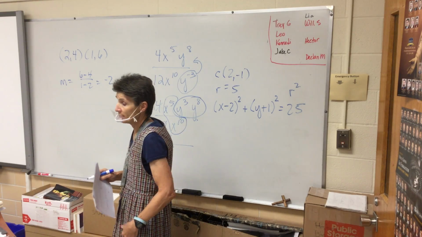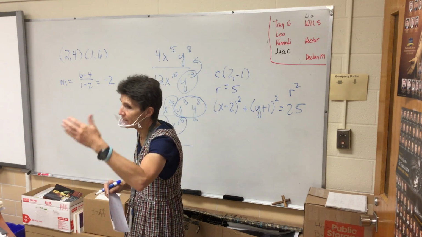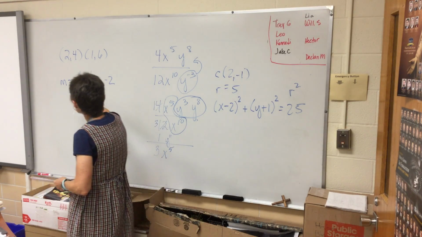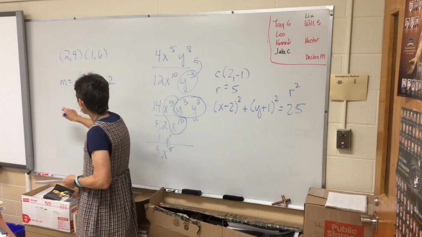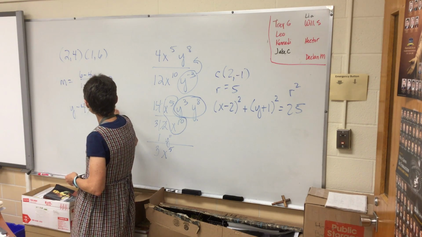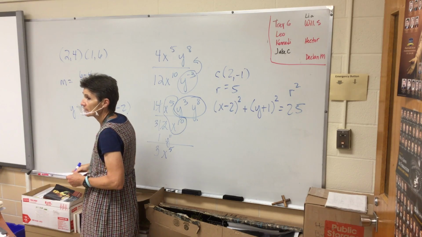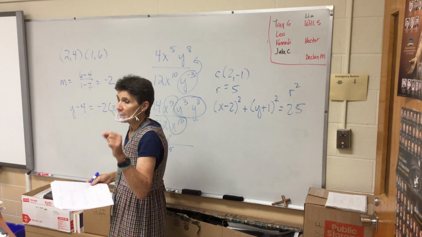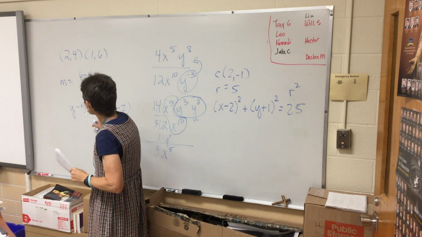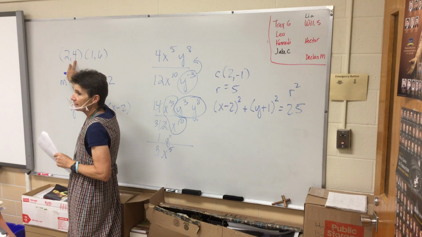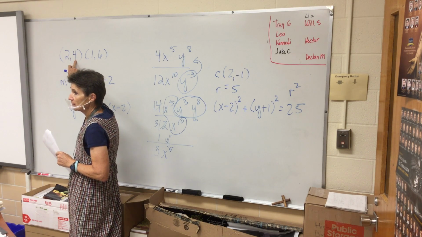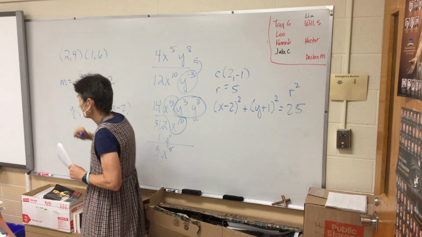All right, now what? Do not stop there. That is not the equation of the line. That is the slope. We'll pick a point. Doesn't matter. I guess I'll use the first one. y minus 4 equals negative 2 times (x minus 2). And I'll tell you what the biggest mistake kids make is, when they do this, they don't pair these up right. Remember, it's y minus the y and x minus the x.